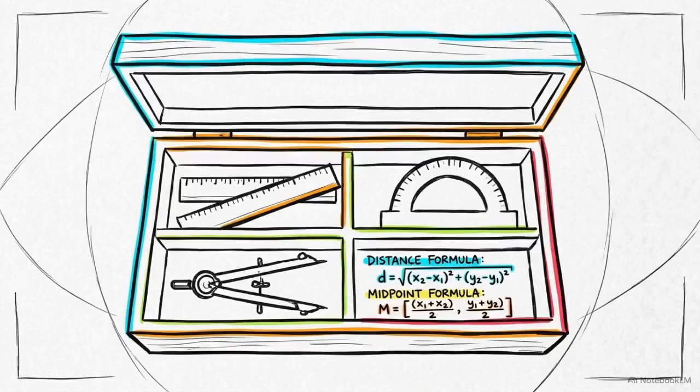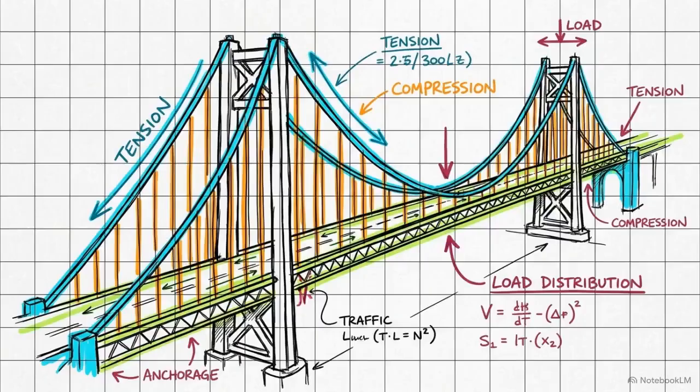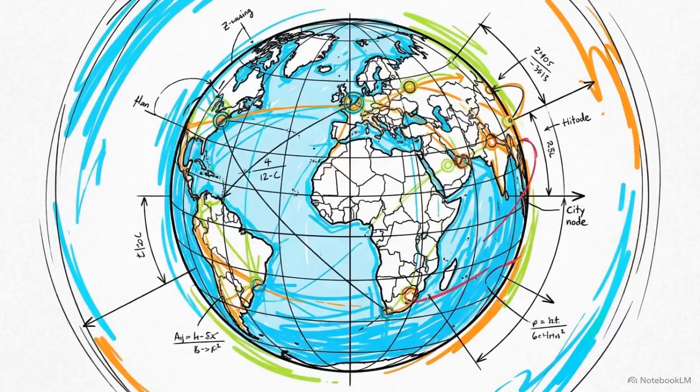Take a screenshot of this layout for your notes. These formulas provide the framework for defining paths, measuring distances, and centering structures in physical space. From civil engineering to digital mapping, coordinate geometry serves as a practical system for measuring and navigating the world.